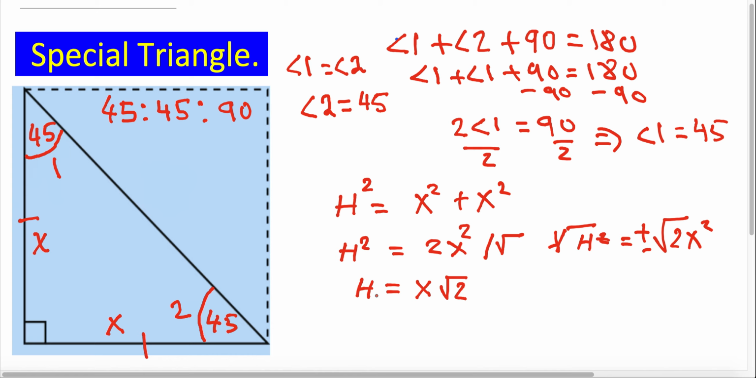And instead of the x here in the hypotenuse, I'm writing x times square root of 2. And this is a proportion of the angles. Those angles are 45, 45, 90, and the ratio of the sides is in this form with the x and x, and here is going to be x square root of 2.